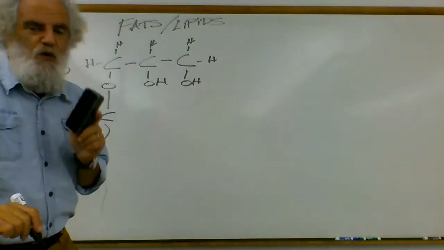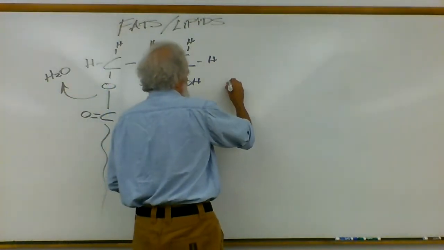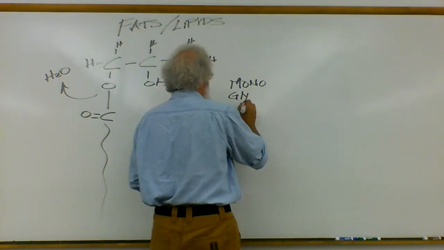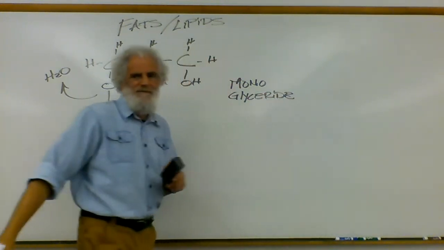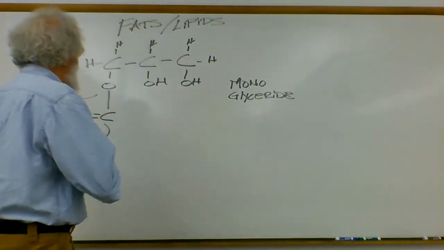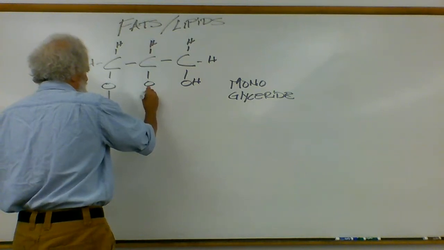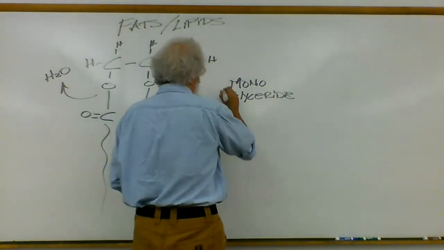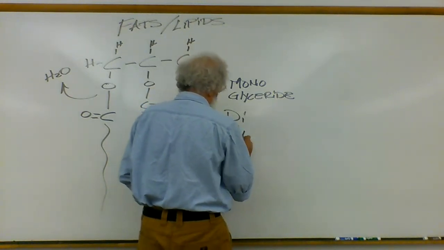And we have made what is known as, at this point, a monoglyceride. Now, if we add a carbon chain, a fatty acid here, we make a diglyceride.